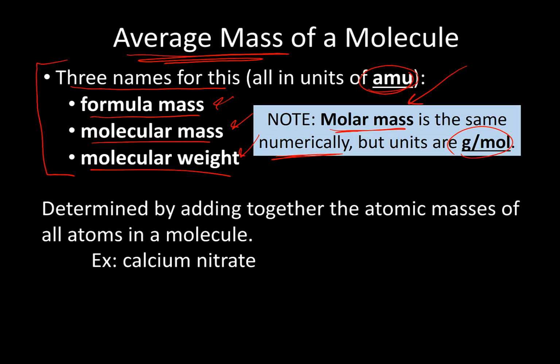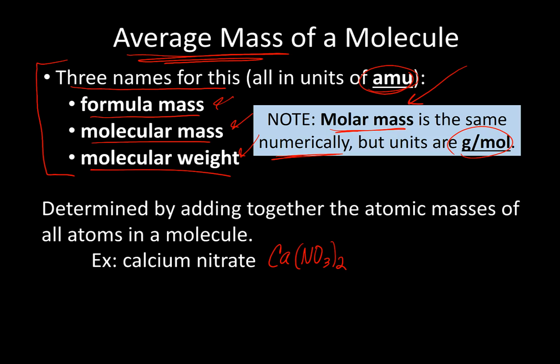So an example of determining the average mass of a molecule. I'm going to determine this for calcium nitrate. So calcium nitrate looks like this. And this is actually an ionic compound. I said I was going to determine the mass of a molecule, but it's the same process for an ionic compound. And in fact, this is good practice dealing with ions. So just determining the molar mass of a compound in general.